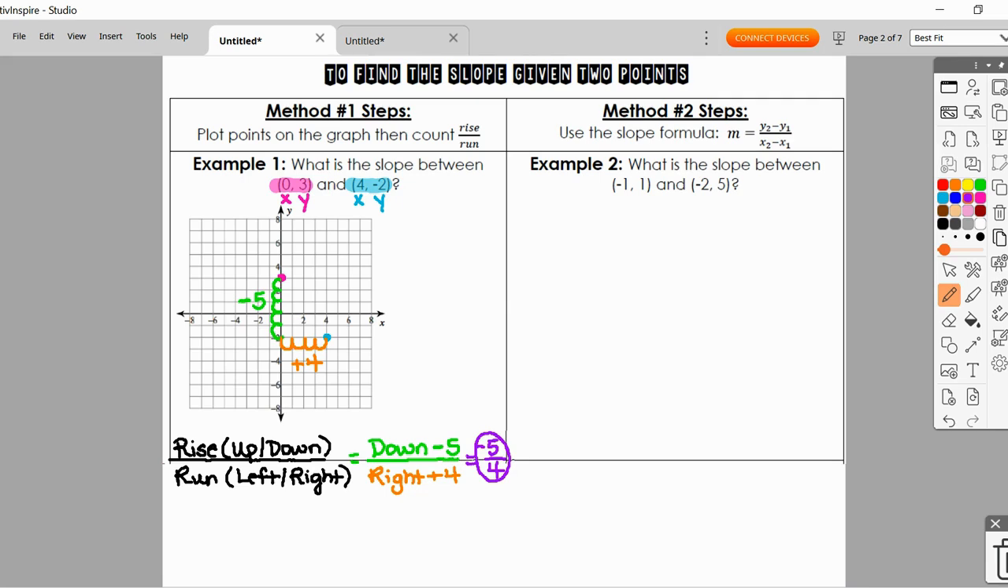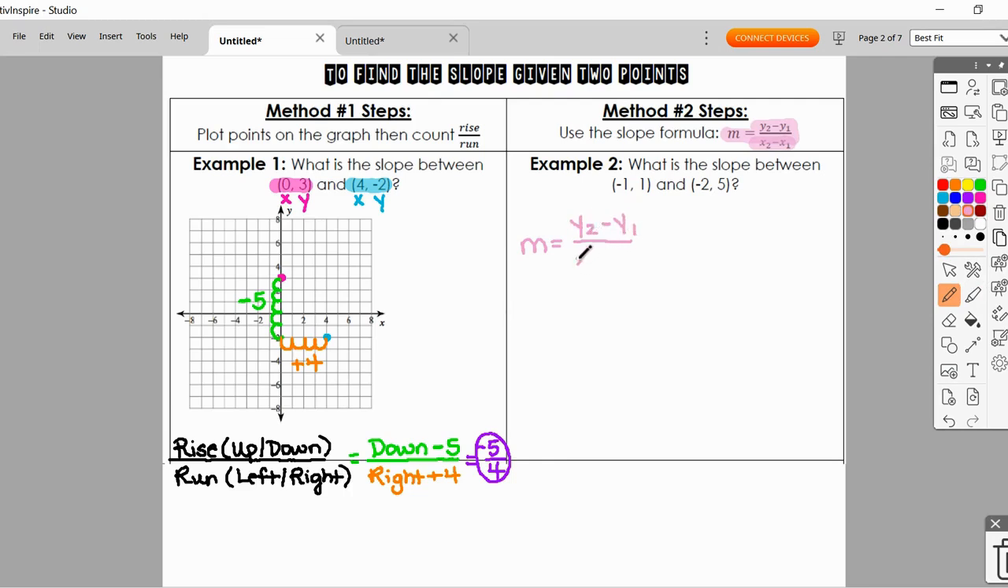Let's go ahead and try method number 2. So if you're given 2 points, maybe you don't have a graph, or maybe you want to try a different method, you can use the slope formula, which we have written up here. m equals y2 minus y1 over x2 minus x1. It's so important that you make sure the y values are in the numerator of this formula.